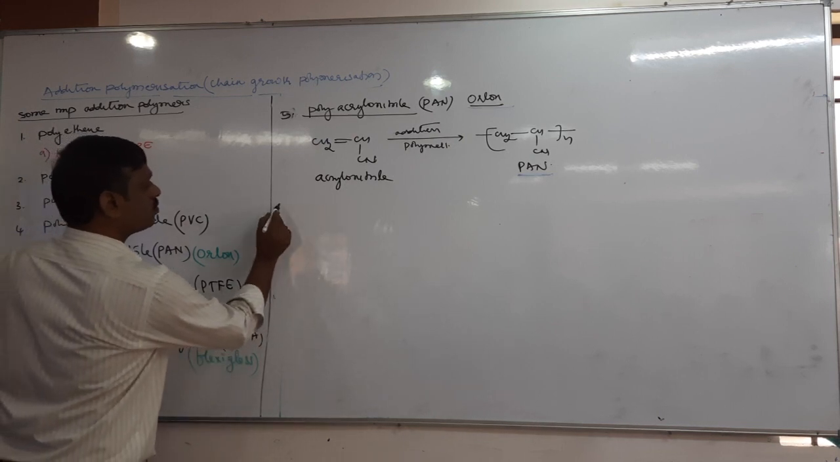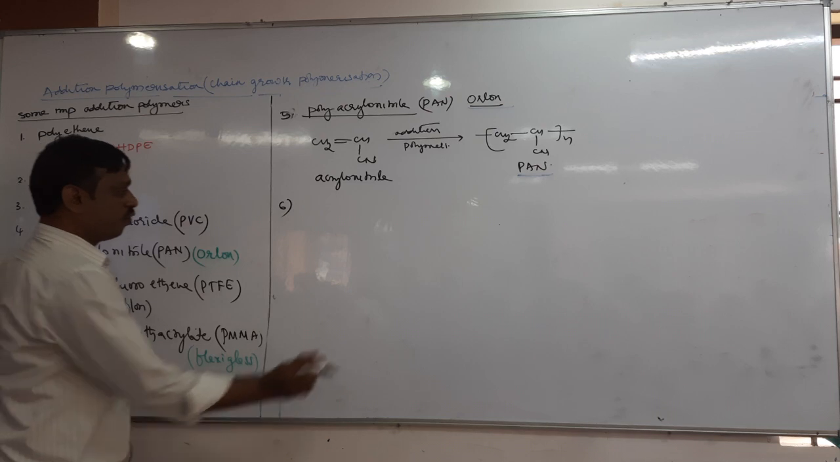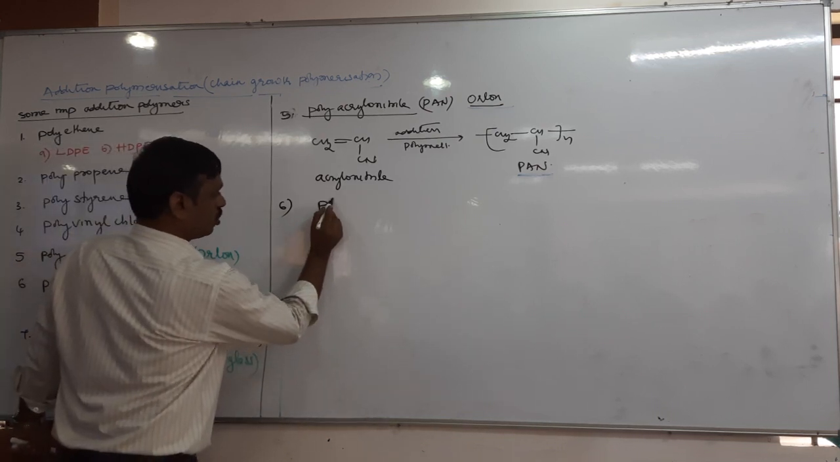Next, sixth one is polytetrafluoroethene. This was the previous CET question.